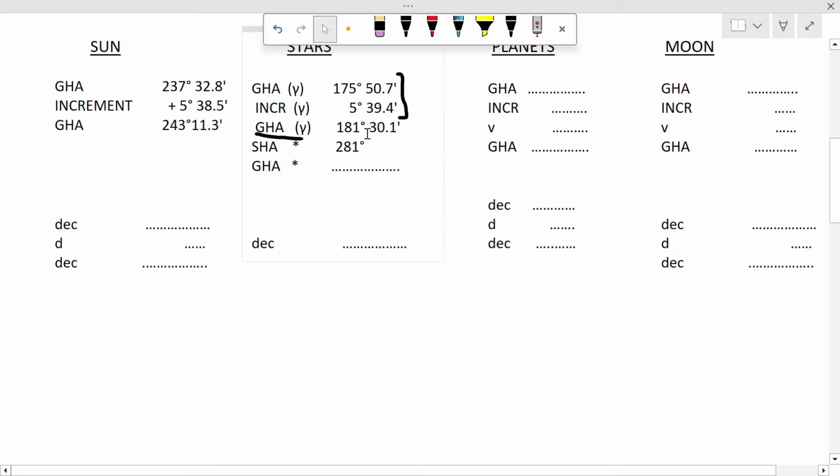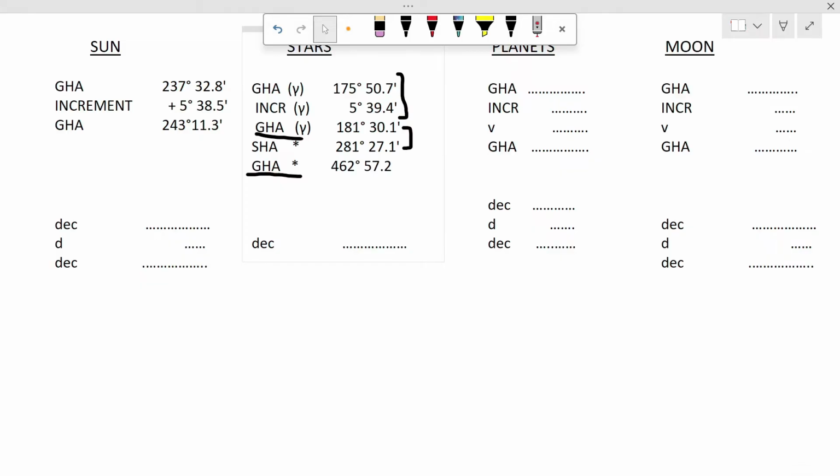281 degrees 27.1 minutes. Now add both of these values. Here you will get the final GHA of the star. So after adding, it comes as 462 degrees 57.2 minutes.